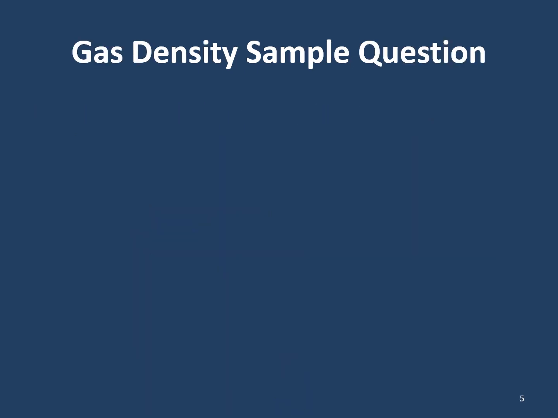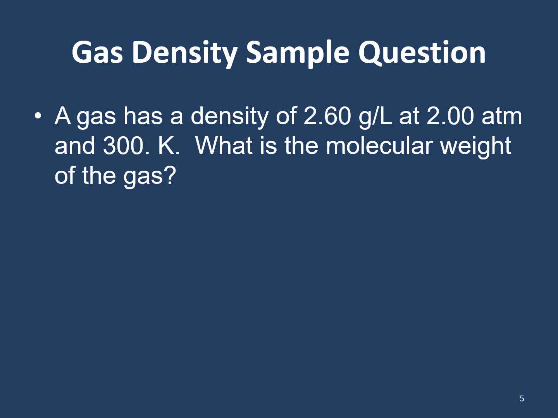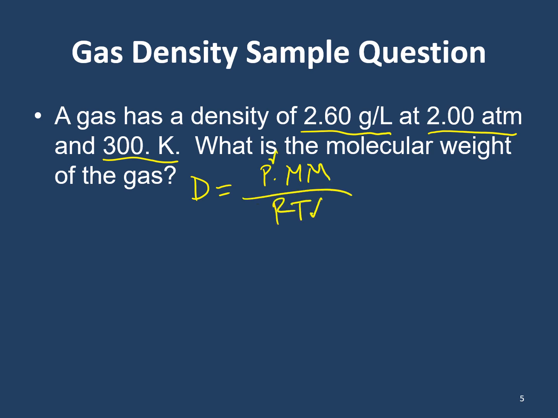So let's do an example problem. A gas has a density of 2.60 grams per liter at 2 atmospheres and 300 Kelvin. What is the molecular weight or molar mass of the gas, right? So again, we have our density equation is pressure times molar mass over RT. We have T, we have pressure, we have R, we have density. So we can solve for molar mass, right?